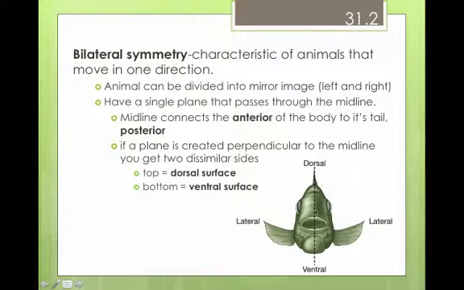So here would be your fish, and this is how you would get the mirror image. That's from the front view. So this would be your right and your left, and they are symmetrical. But if you cut it this way, you would have a dorsal surface and a ventral surface.